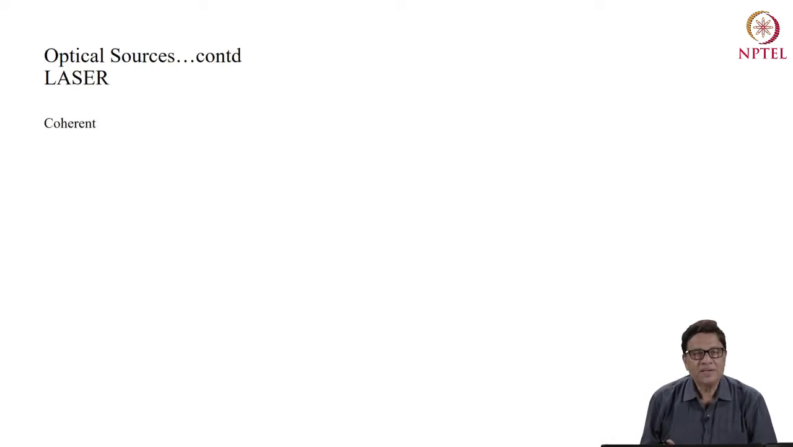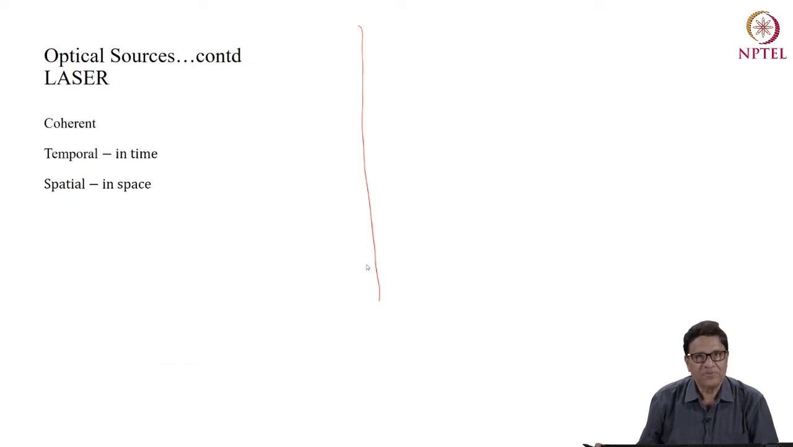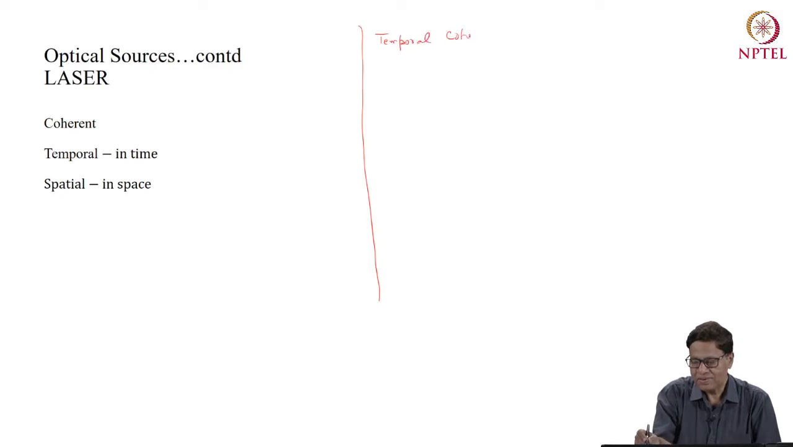So laser, first of all, is a coherent source of light. So we need to first understand what is coherency. And the coherency can be of two types. One is temporal coherence, which is in time. The other one is spatial coherence, which is in space. So let us try to understand temporal and spatial coherence. So temporal coherence.